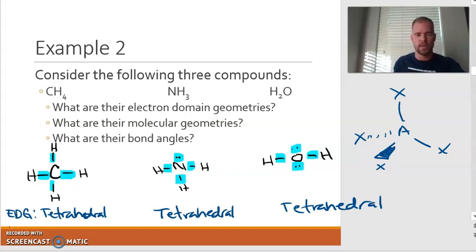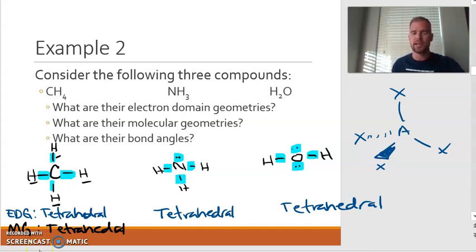Okay, but to figure out the molecular geometries, we now need to figure out, of those electron domains, how many of them are bonds and how many of them are lone pairs. So taking a look at this first one, of those 4 electron domains, how many of them are lone pairs? Well, 0. There aren't any lone pairs. Each electron domain is an actual bond to an atom. So remember, when that happens, the molecular geometry is the exact same as the electron domain geometry. It would still have the tetrahedral shape.